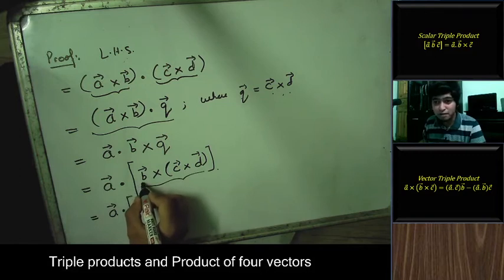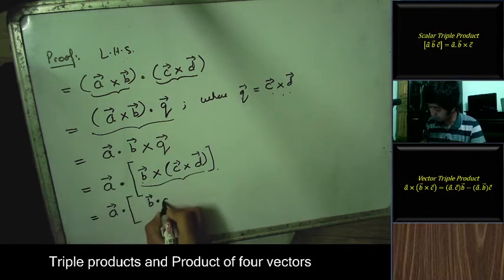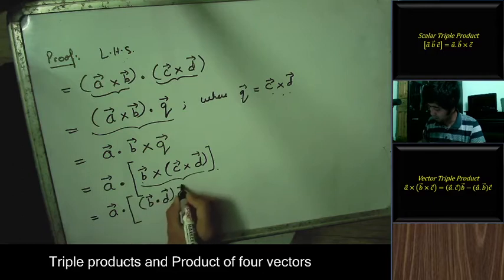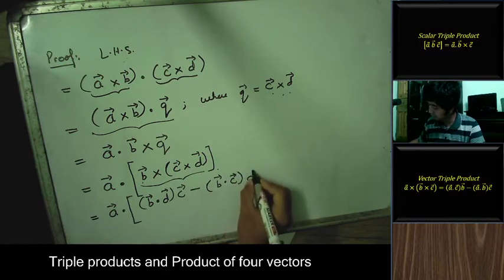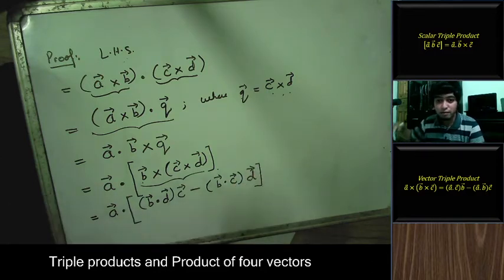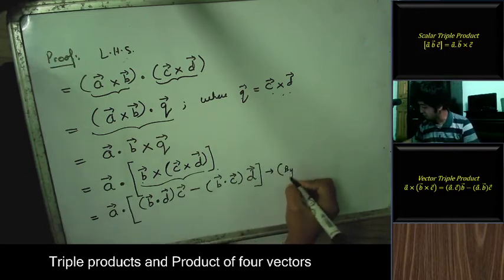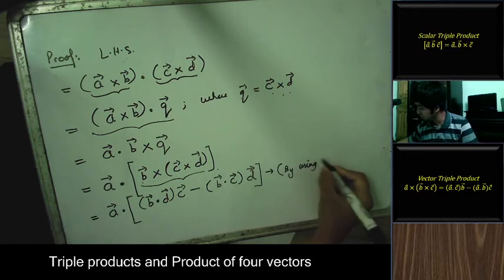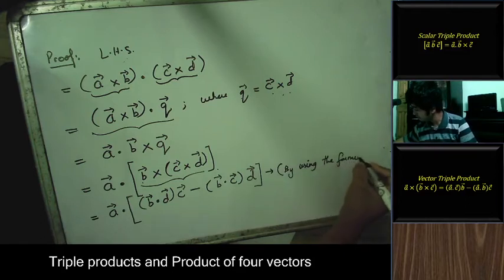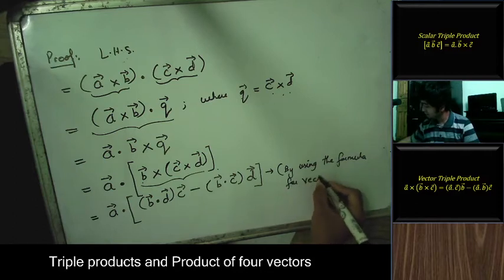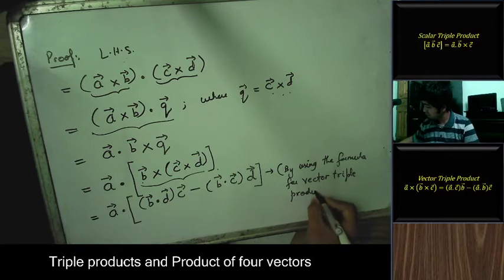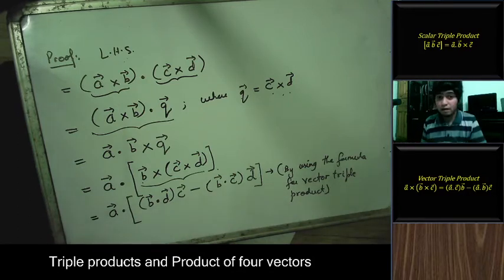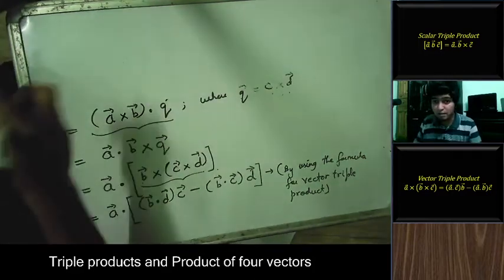If you are using the formula for the vector triple product, you will have B dot D C minus B dot C D. So this is what you get by using the formula for the vector triple product. Okay, so we are almost done.